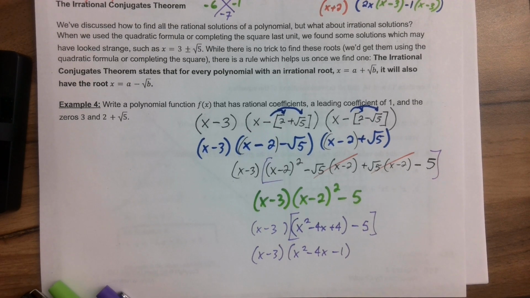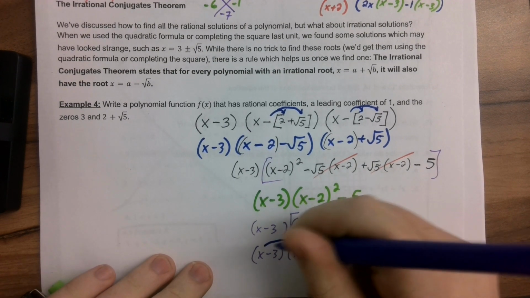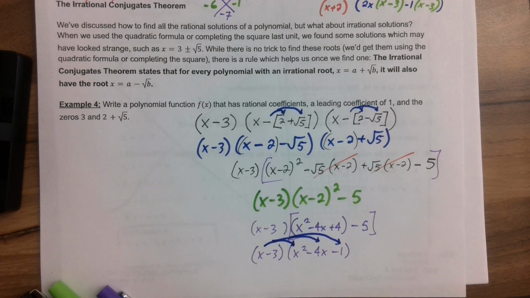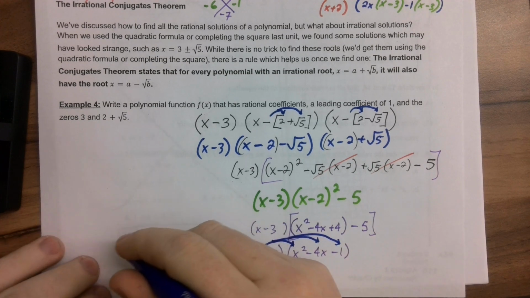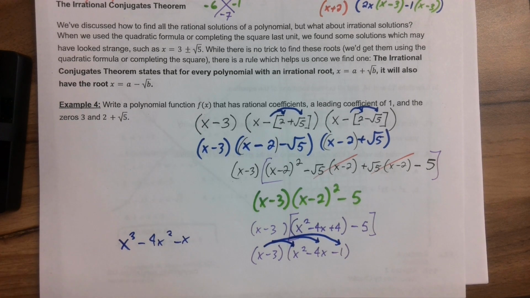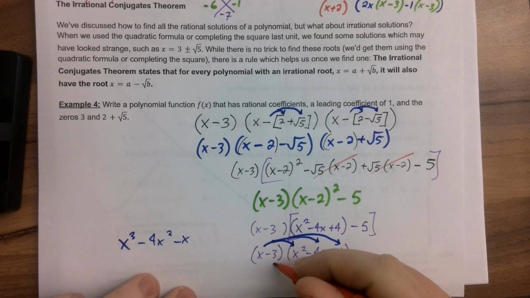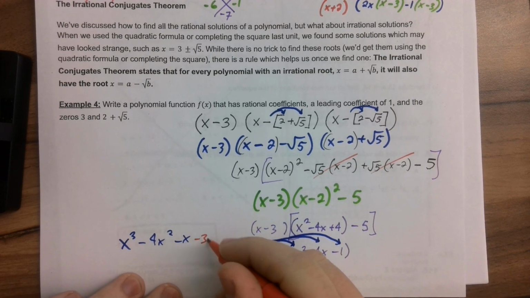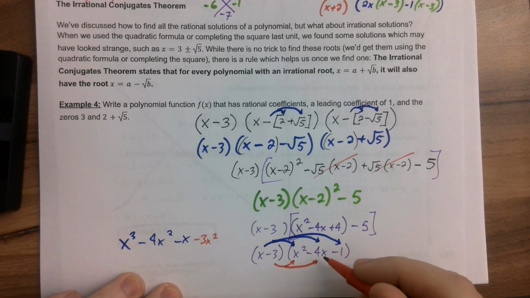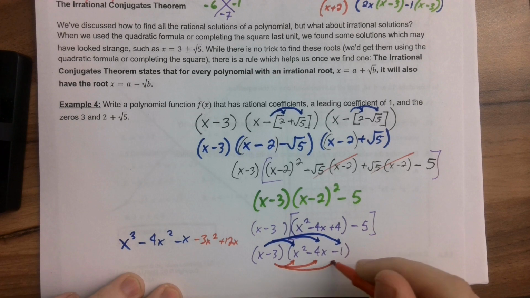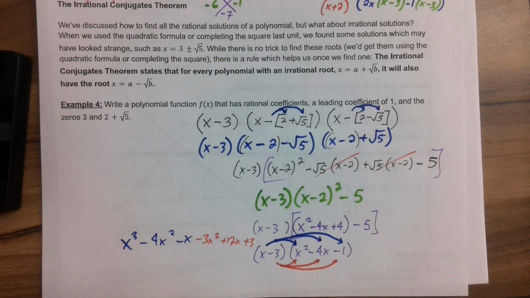When we multiply this one out, we can use our extended FOIL once again. Here we go. So x times x squared is x cubed. x times negative 4x is negative 4x squared. x times negative 1 is negative x. Negative 3 times x squared is negative 3x squared. Negative 3 times negative 4x is 12x. Negative 3 times negative 1 is 3.